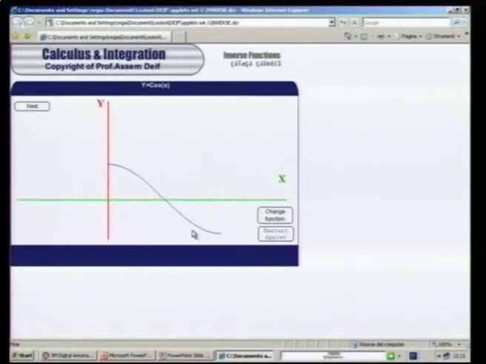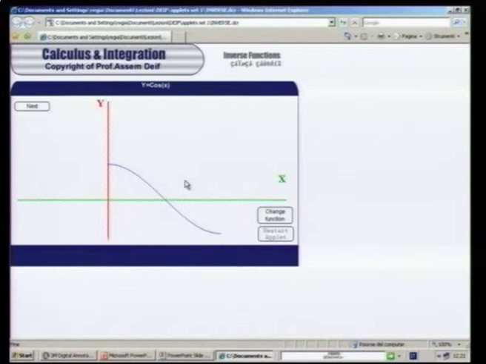Finally, for example, this is a cosine function. Now, of course, a cosine function cannot have an inverse because the cosine function is periodic. So it's not an injective function because for a value of 1, for example, you have 0, you have 2 pi, etc. So this is not an injective function. For each value of y, there are an infinite number of values of x.